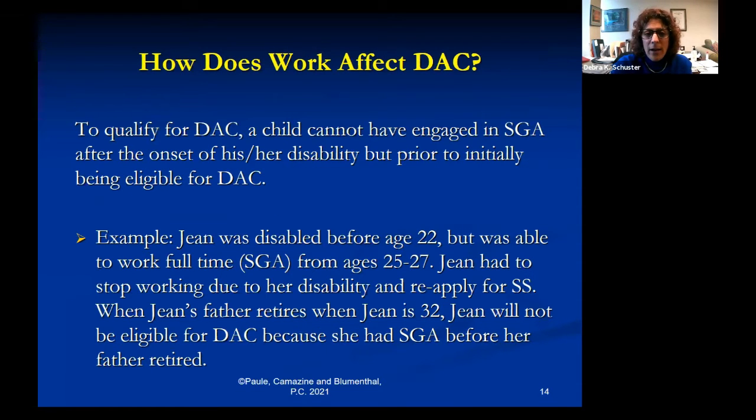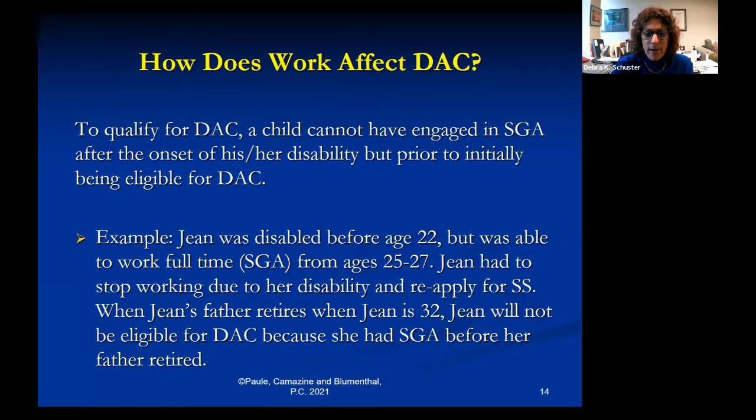So how does work affect the disabled adult child benefit? To qualify for the disabled adult child benefit, a child cannot have engaged in substantial gainful activity after the onset of his or her disability prior to initially being eligible for the DAC benefit. So let's give an example. Jean was disabled before age 22, but she could work full-time and incur substantial gainful activity, whatever that amount was in those years she was able to work, from ages 25 to 27.